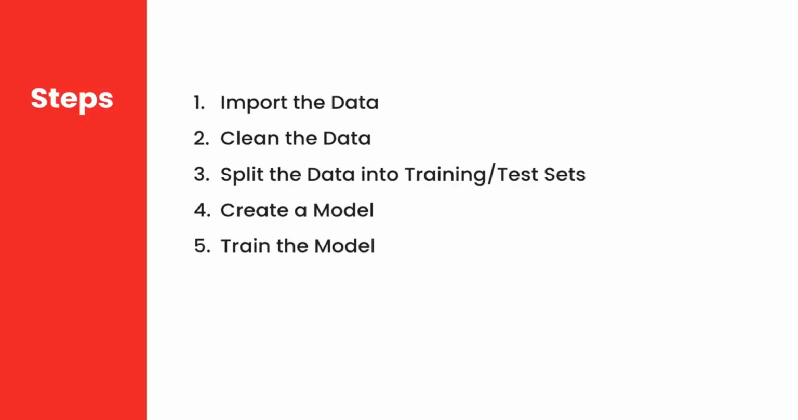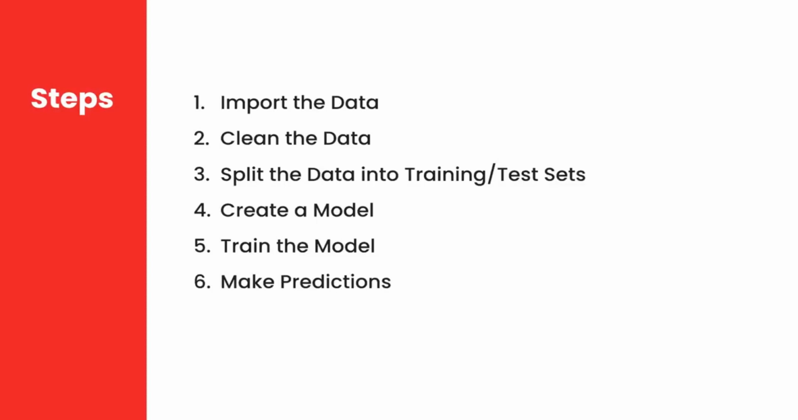Next, we need to train our model. So we feed it our training data. Our model will then look for the patterns in the data. So next, we can ask it to make predictions. Back to our example of cats and dogs, we can ask our model, is this a cat or a dog? And our model will make a prediction.